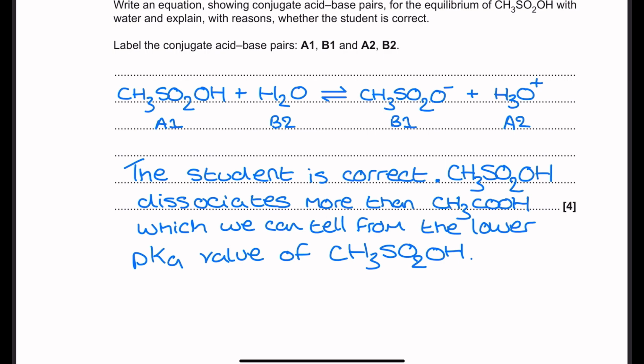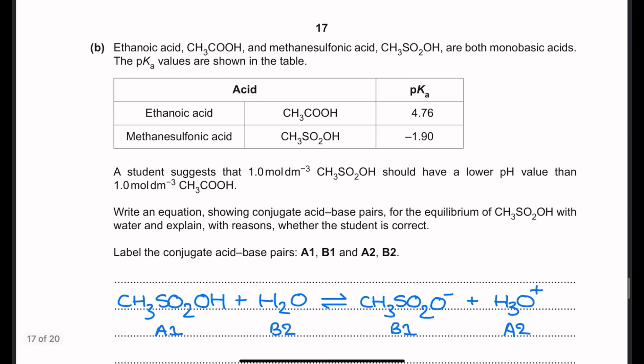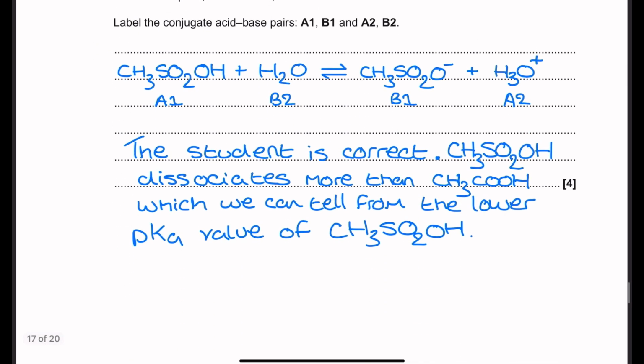Now, furthermore, the student is correct, like I said before. And the reason we know that is because the sulfonic acid has got a lower pKa value, which means it would actually have a bigger Ka value. And that means it dissociates more than the ethanoic acid. And so it's going to have a more acidic solution.